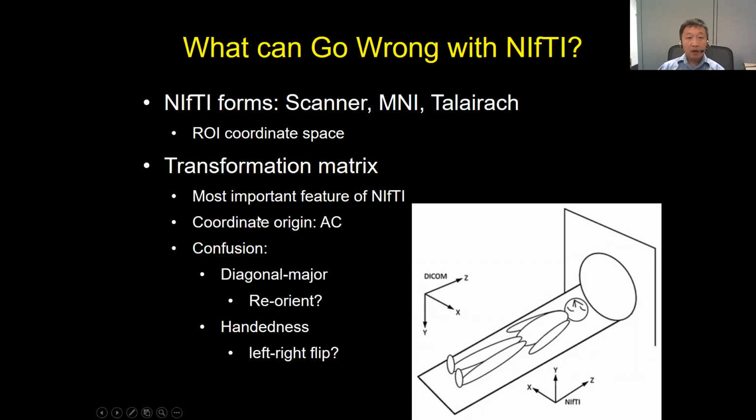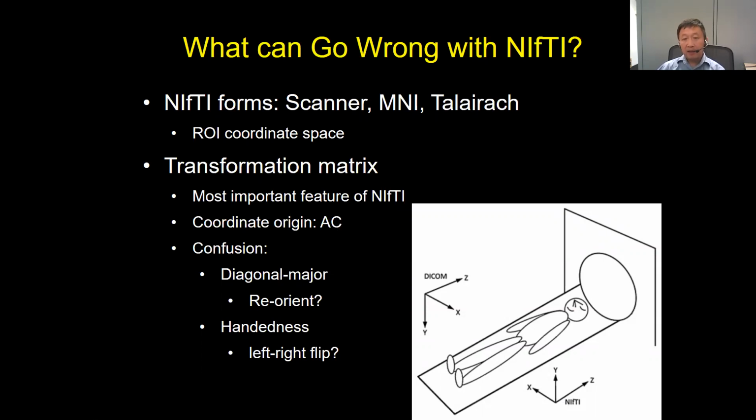So for this most important feature, the transformation matrix, here is a figure I took from one of our papers. Dicom and NIfTI define direction differently. I'm not going to talk about Dicom. For the NIfTI format, the origin of the coordinate is not here, it's somewhere in the brain. It's the anterior commissure, the tiny fiber connecting our two hemispheres. The middle of that tiny fiber is a point. We define that as the origin of the coordinate. That means the XYZ coordinate of that point is 0, 0, 0.